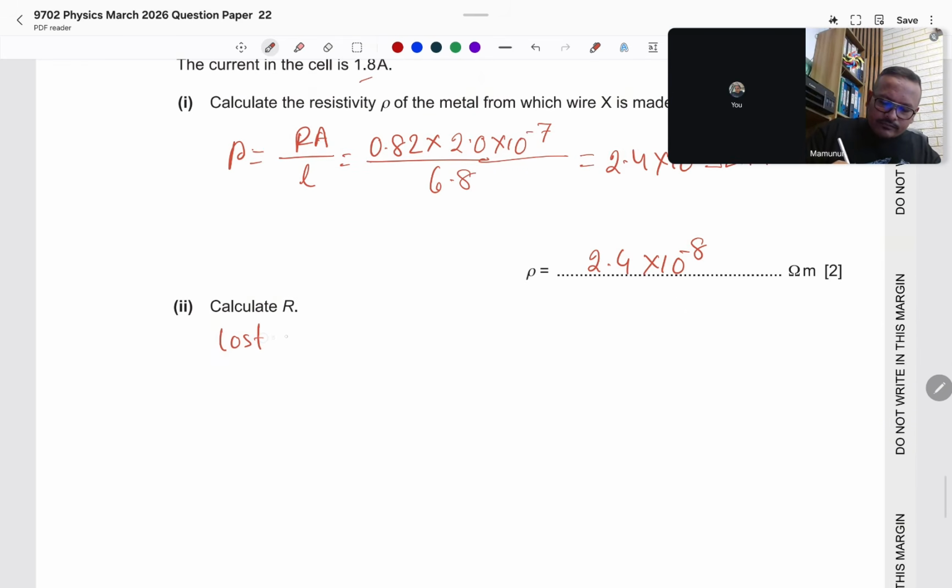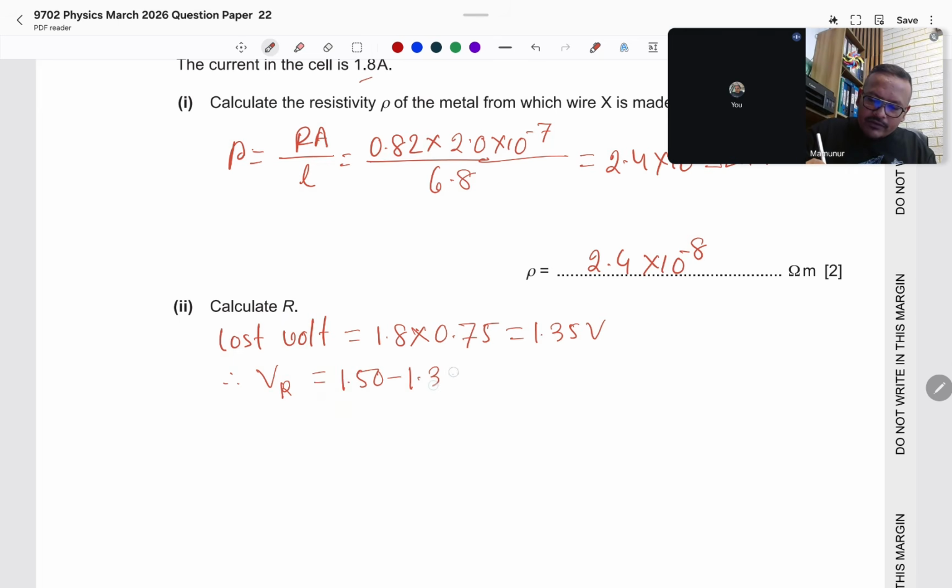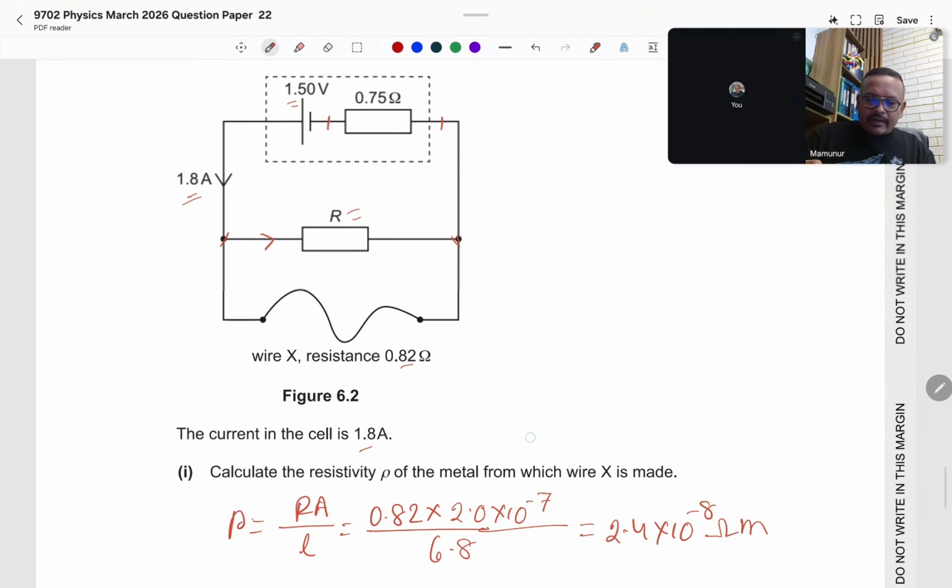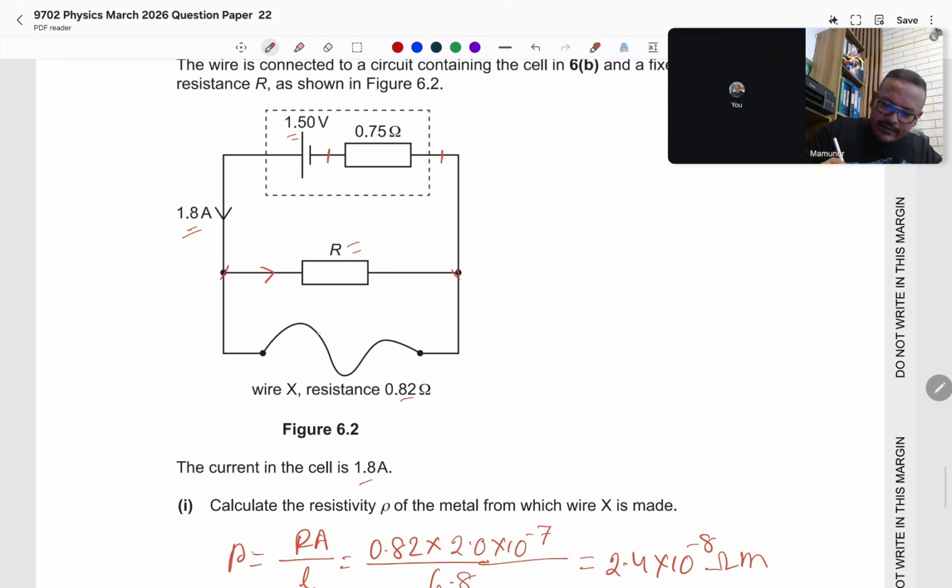First of all, lost volt equals 1.8 into 0.75 resistance. V equals IR, 1.35 volt. So V_R, the voltage across R, we can subtract from the EMF: 1.50 minus 1.35 equals 0.15 volt. Now I can find the current across the wire.